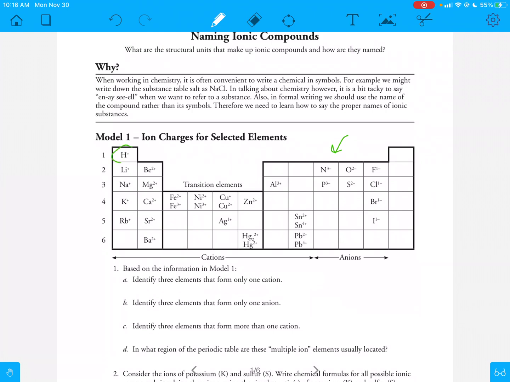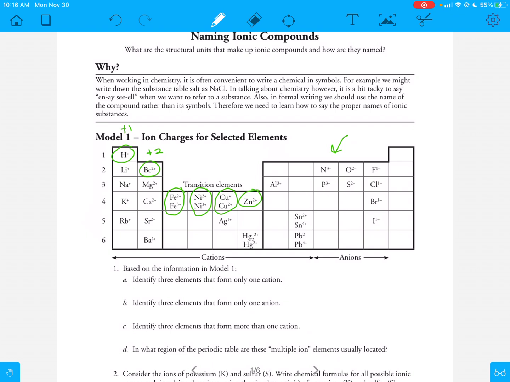So we've got hydrogen over here and beryllium, which is a +2. Remember, everything in this column is a +2. Everything over here is a +1. We have some transition metals here in the middle, and you've already seen this. We have iron +2 and iron +3. Same thing with nickel, there's a +2 and a +3. For copper, there's a +1 and a +2. Zinc is always a +2, every single time.